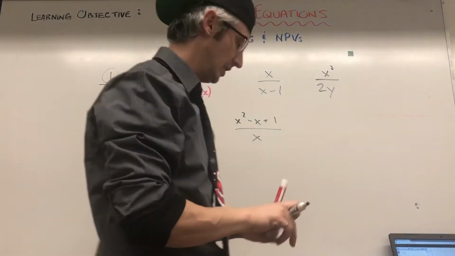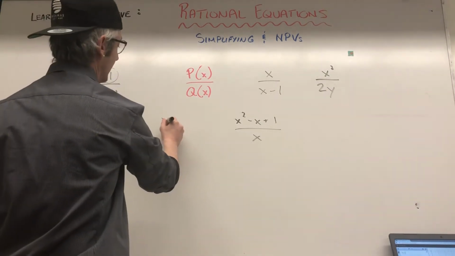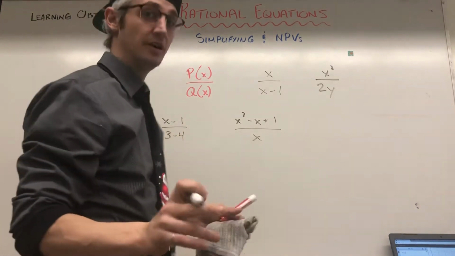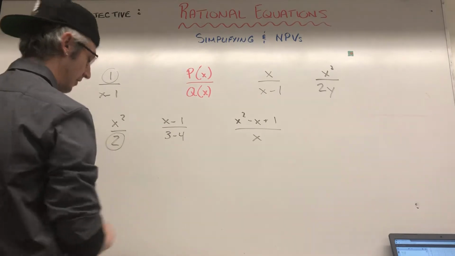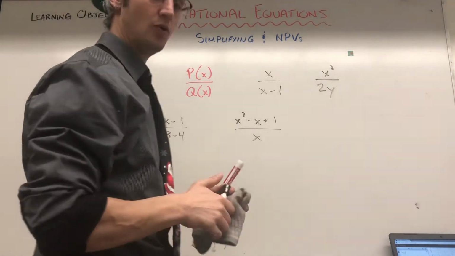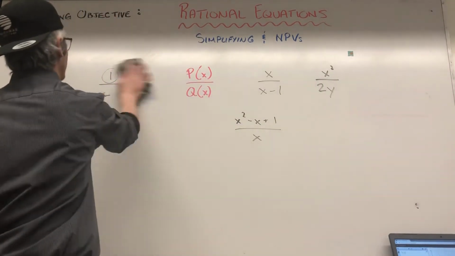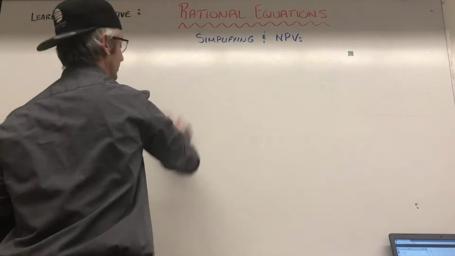Simple enough, isn't it? So, just to clarify, x minus 1 over 3 minus 4 is not a rational equation. There's no variable down here. We need some letter, some variable down here to make it a rational equation. So, with that definition, let's start playing with some rational equations.